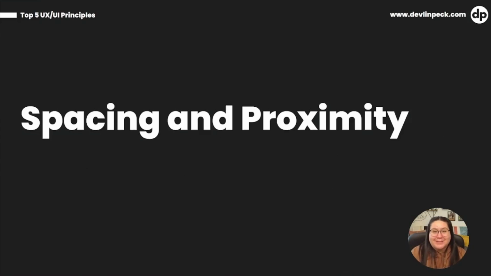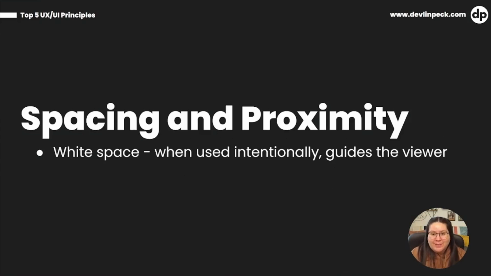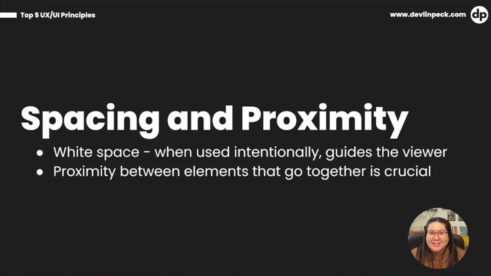So with spacing and proximity, you want to make sure that that white space, you are using it intentionally to guide the viewer. And the proximity between the elements is crucial because things that go together should go together. They should be near each other. And those are the really big things that you want to focus on. So again, that was Melanie's portfolio, and she used Squarespace to build that.